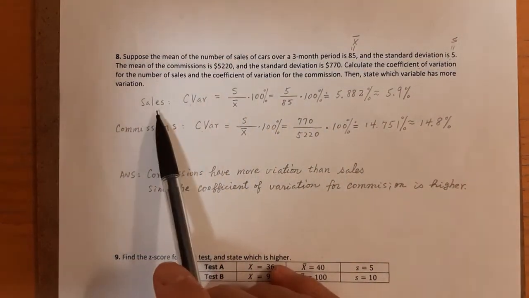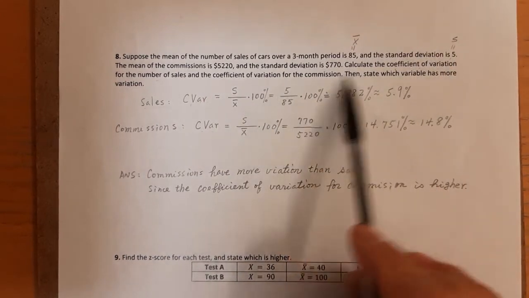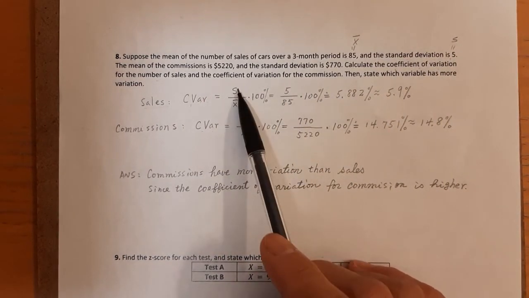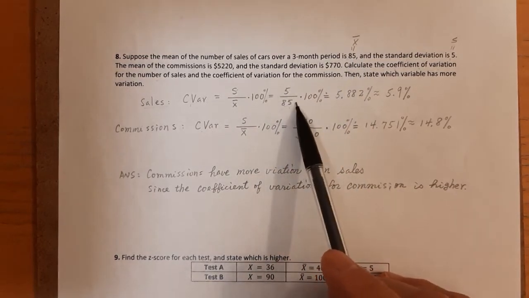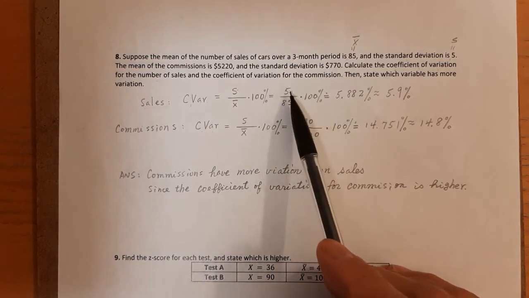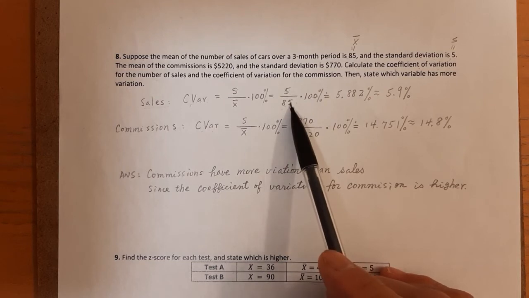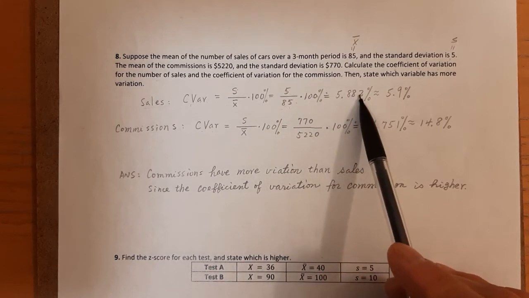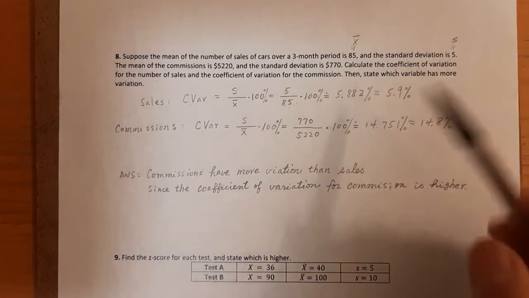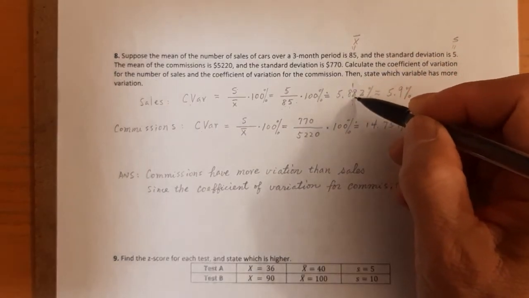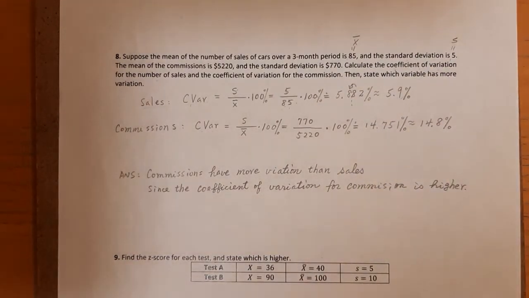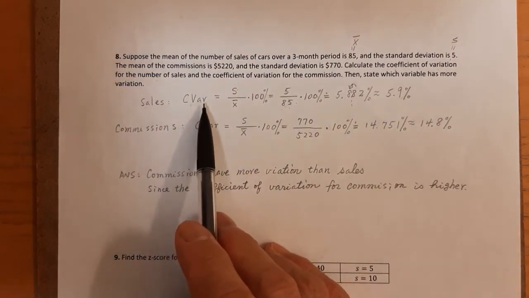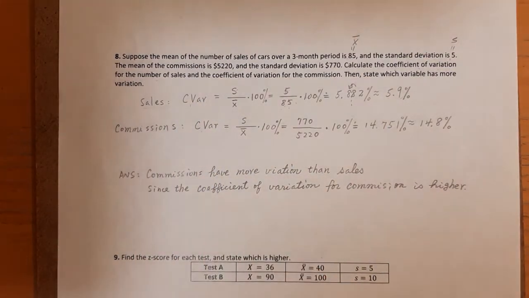So for the sales, the standard deviation is 5, s, over the mean, which is 85, times 100%. And you do 500 divided by 85, and get 5.882%. Rounded to 1 decimal digit, round up, we get 5.9%. That's the coefficient of variation of sales, the number of cars sold.